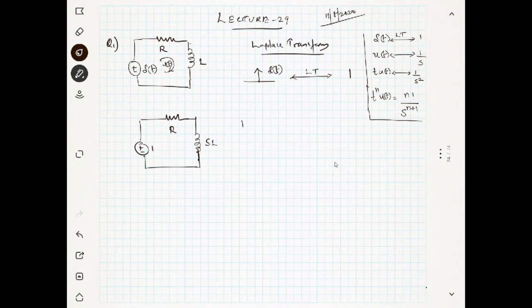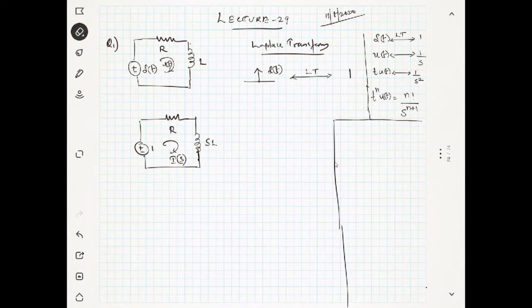So we are going to write Kirchhoff's law. We want to find the current I of s. First of all, we have to write the Kirchhoff law in the Laplace domain. It is minus 1, right? The current is flowing like this, so plus I of s into R, plus I of s into sL. Am I correct? This is equal to 0.